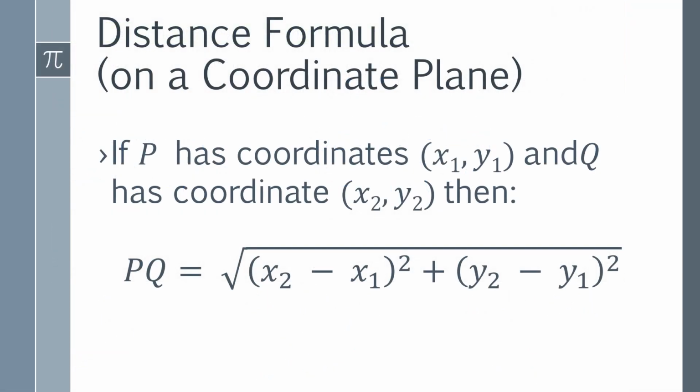Okay, now we have the distance formula on a coordinate plane. If P has coordinates x sub 1 and y sub 1, and Q has coordinates x sub 2, y sub 2, then PQ is equal to the square root of (x sub 2 minus x sub 1) squared plus (y sub 2 minus y sub 1) squared. This formula is derived as a combination between the coordinate plane, right triangles, and the Pythagorean theorem. So let's go through this process here.